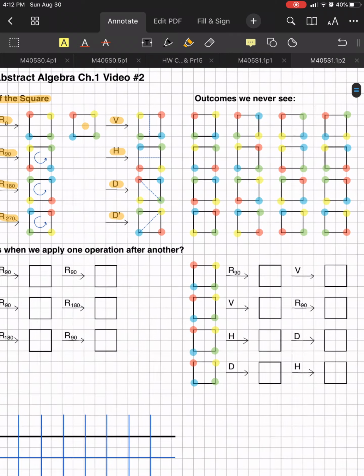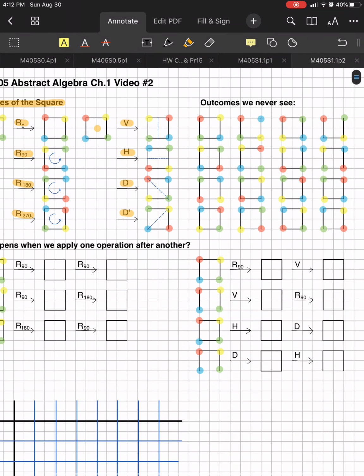One thing I do want to point out here is these 8 end results don't give us every possible arrangement for those colors on the corners of the square. In fact, we have some outcomes that we never see in this result, and these that I'm putting the dots on right now, these 16 squares are all outcomes we never see.